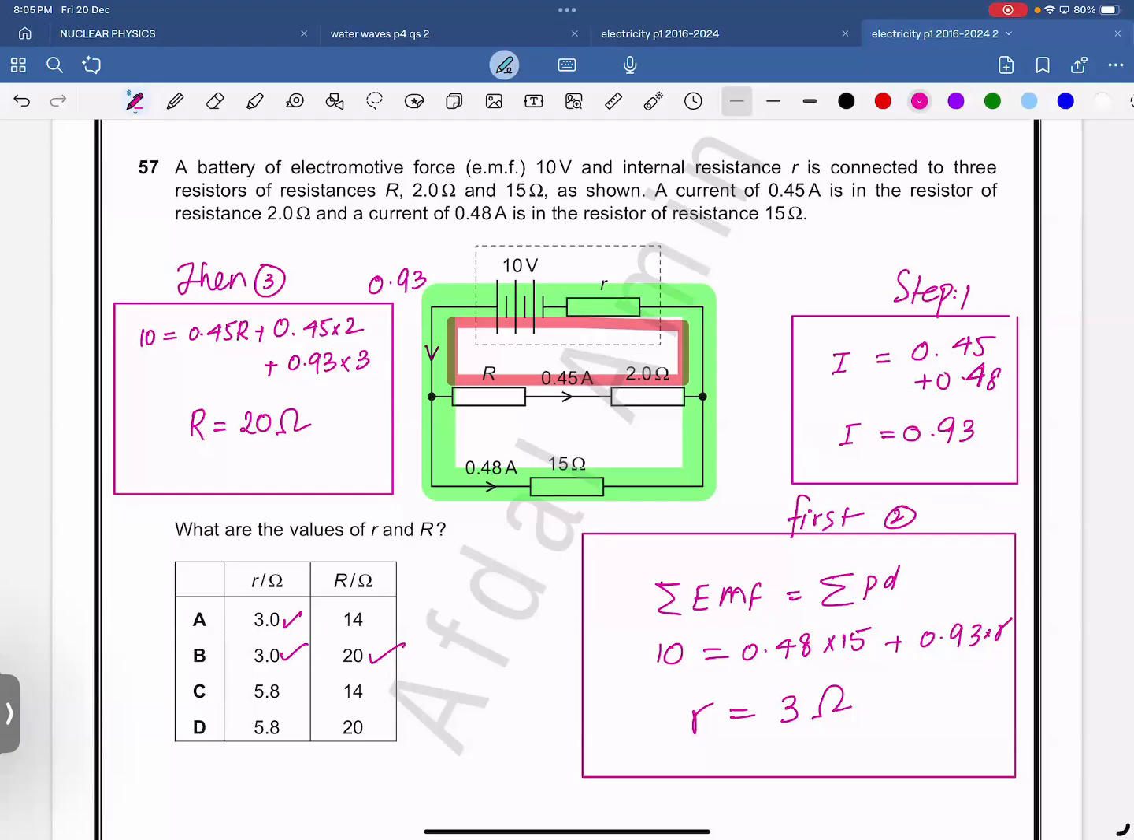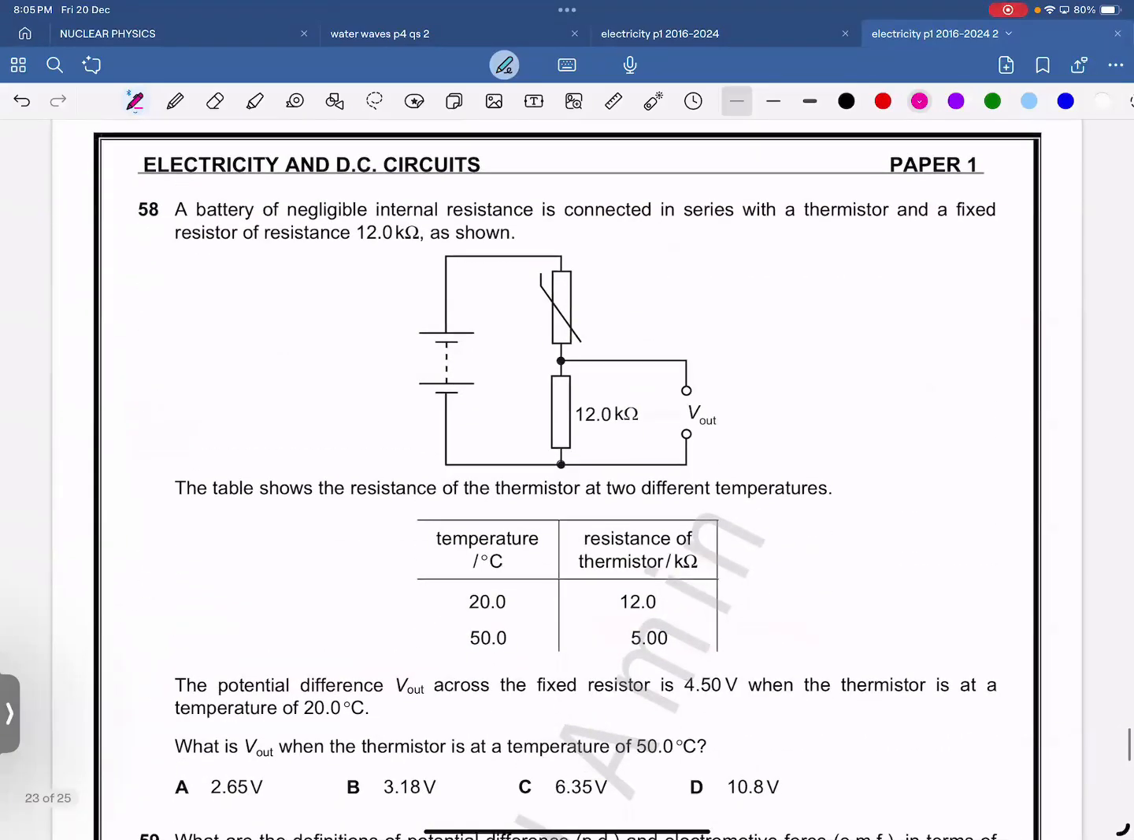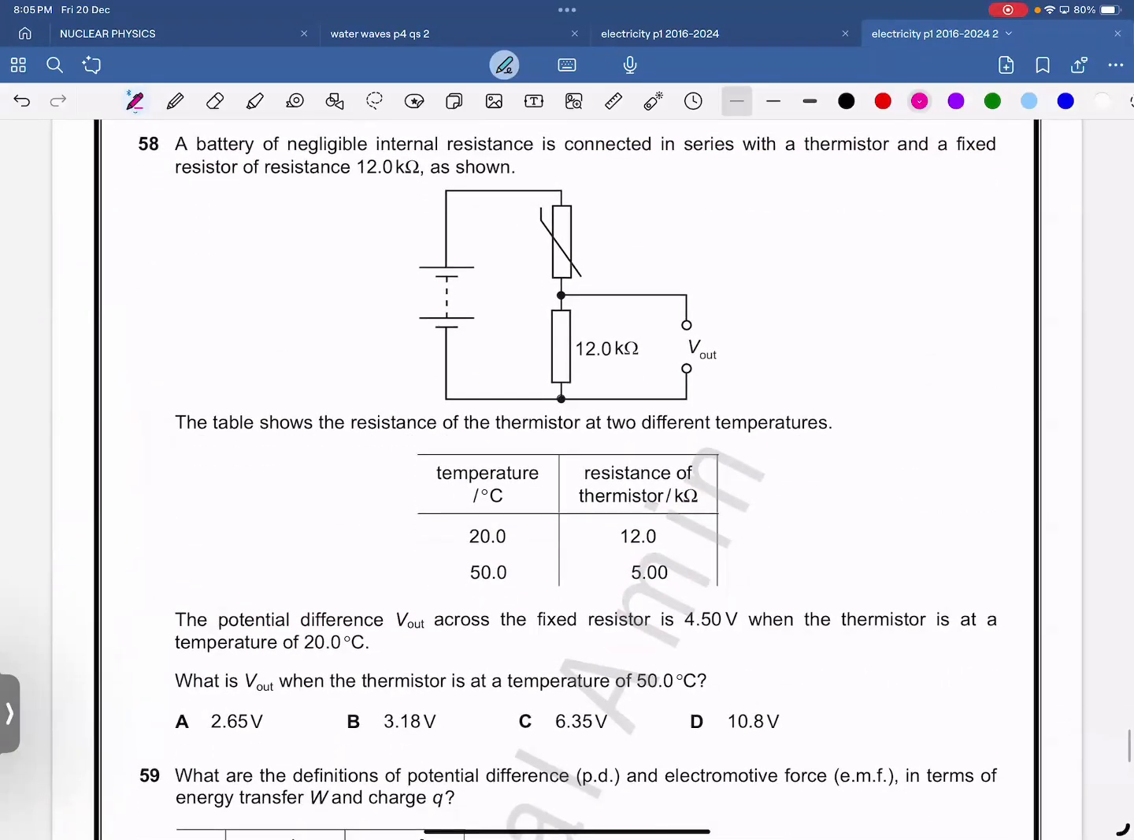Let's go to question 58. A battery of negligible internal resistance is connected in series with the thermistor and fixed resistance of 2 kilo. They say at temperature 20, the resistance is 12 kilo and at temperature 50, resistance is 5 kilo. Potential difference of V out across the fixed resistor is 4.5 at 20. What is it at 50? Let's go at 20.